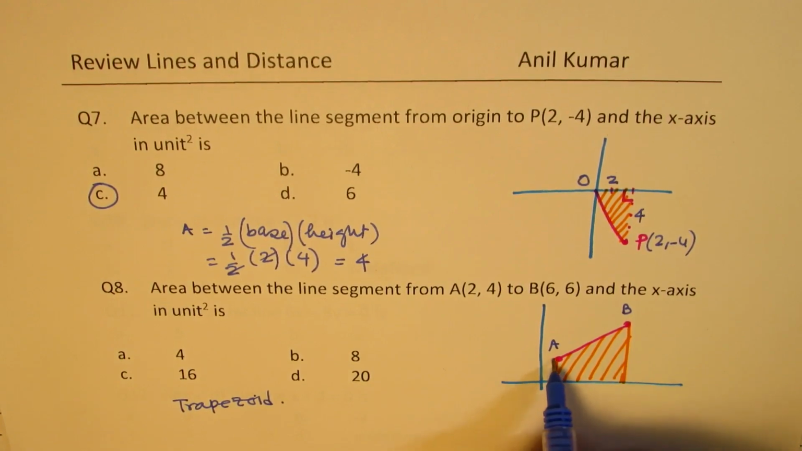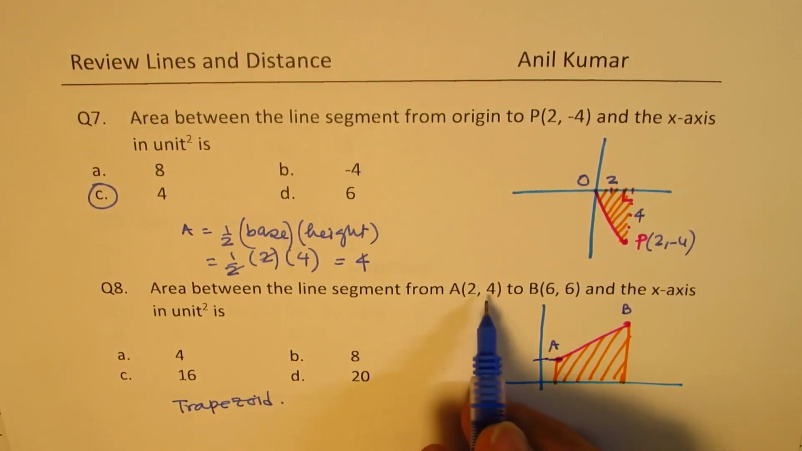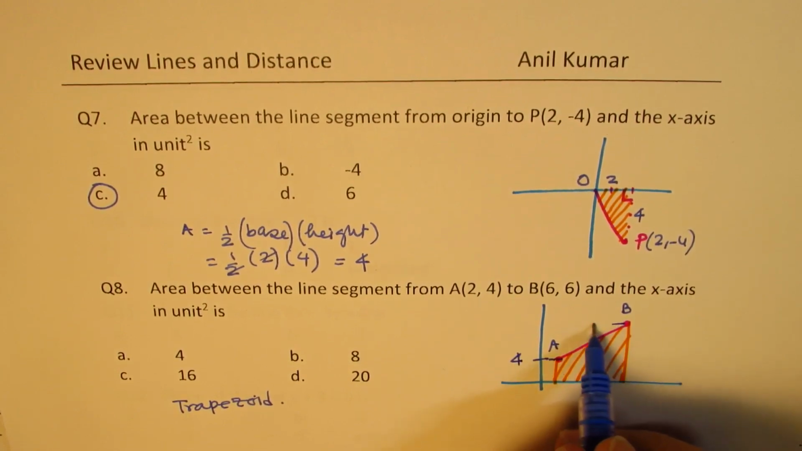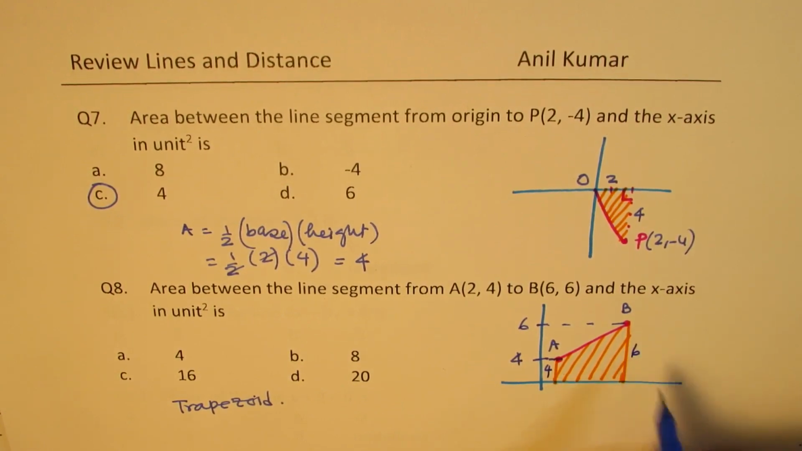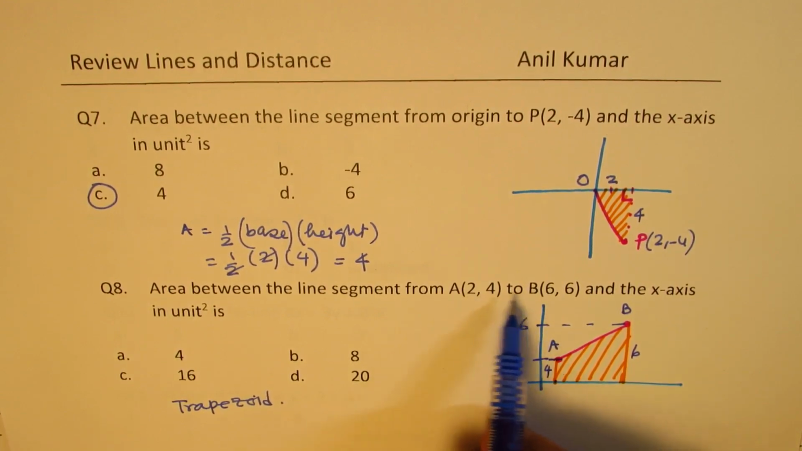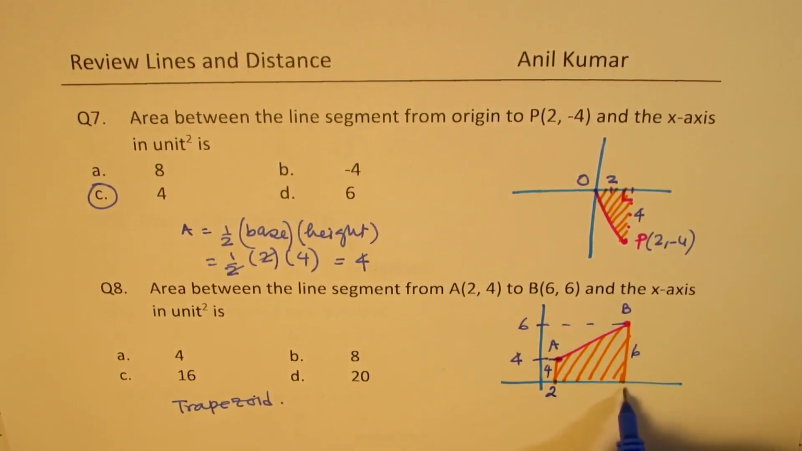So the coordinates of A are 2, 4. So this height is 4, as far as 6 is the height for B, right? So that means this side is 4 units, this side is 6 units. The distance between the two x values, 2 and 6, right? This is 2, this is 6. So this distance, 6 minus 2, is 4, correct? So I hope you're getting it, right?